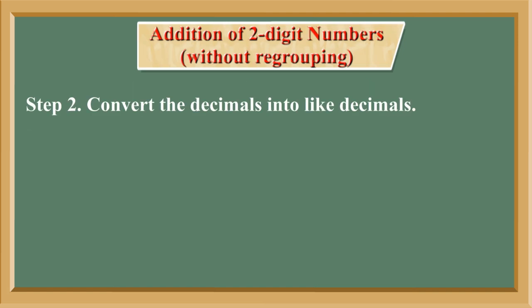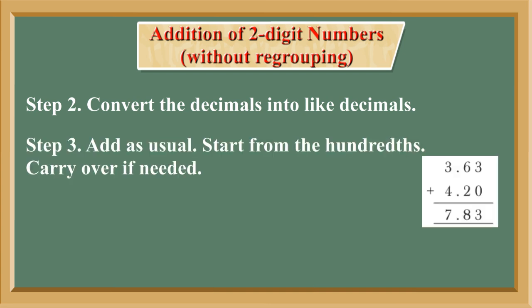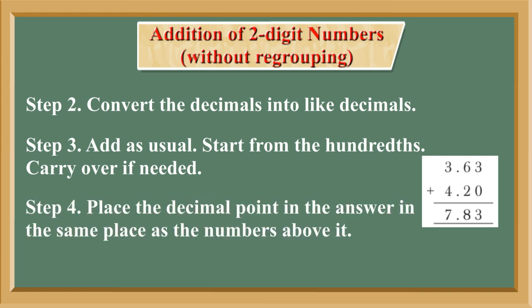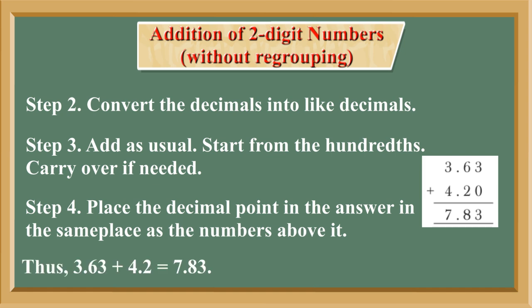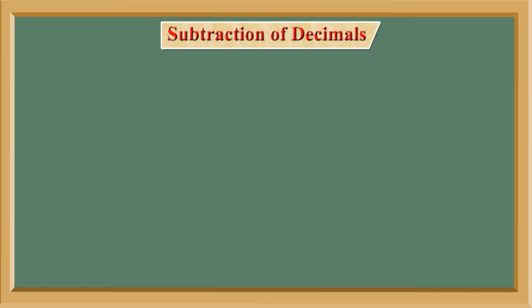Step 2. Convert the decimals into like decimals. Step 3. Add as usual. Start from the hundredths. Carry over if needed. Step 4. Place the decimal point in the answer in the same place as the numbers above it. Thus, 3.63 plus 4.2 is equal to 7.83.